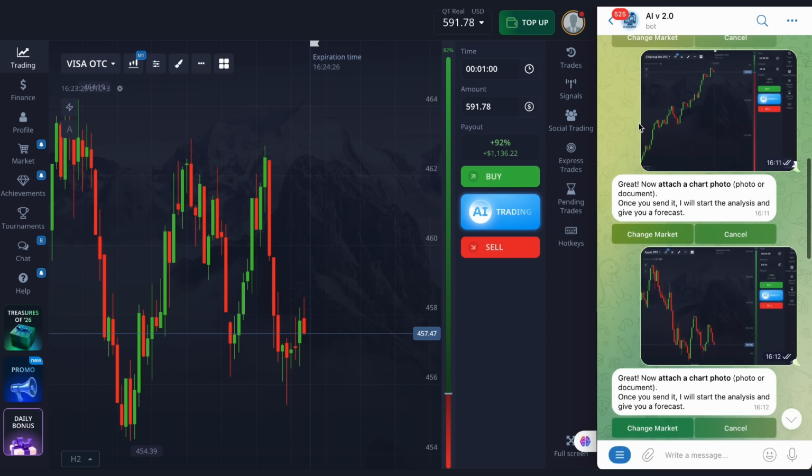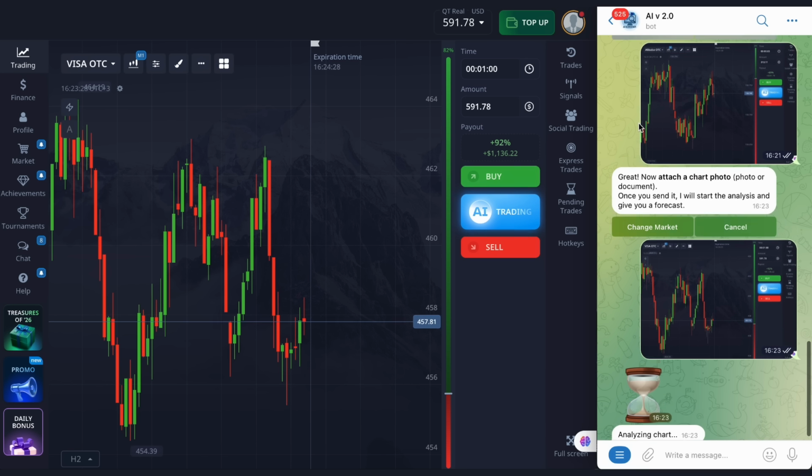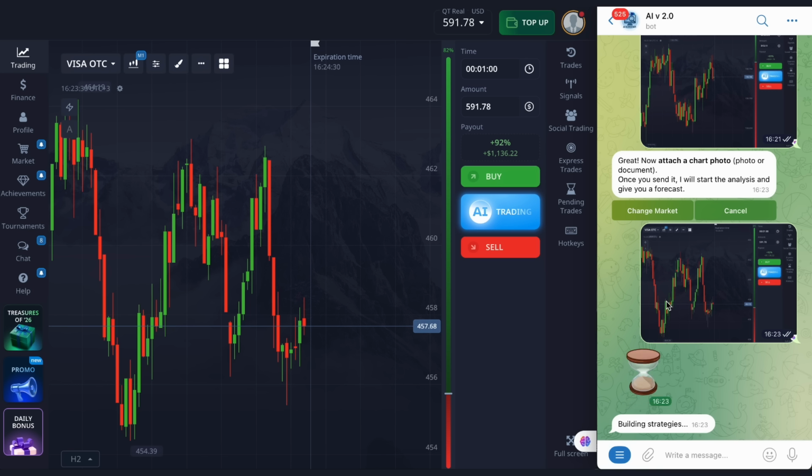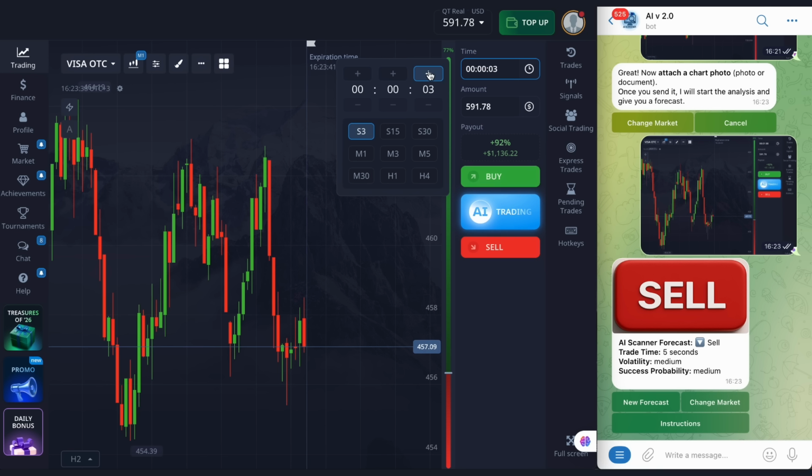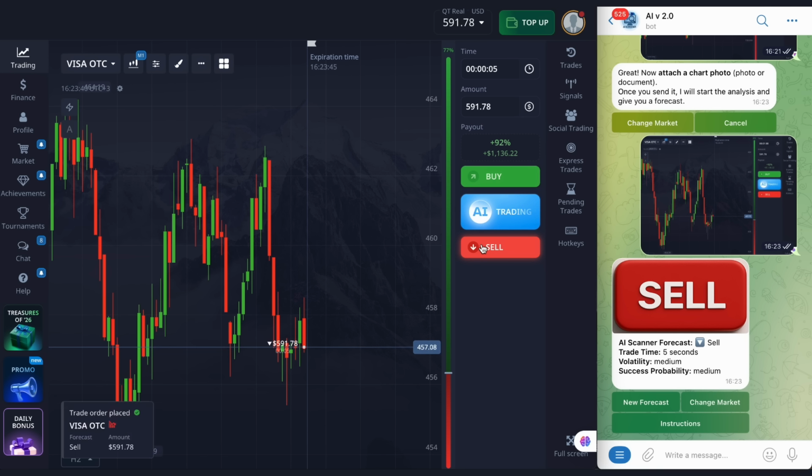So far so good. AI screener giving us the catches today in the market. And what is this gonna be? It's building strategies, it's studying candlesticks, and is this gonna be a buy or sell. It's gonna be a 5-second sell. That's gonna be our last trade for today. Setting my timer on 5 seconds and executing a sell order for this trade. Holding on tight to see how this is gonna play out.